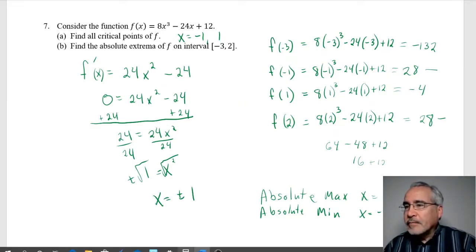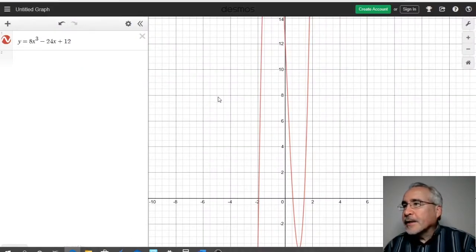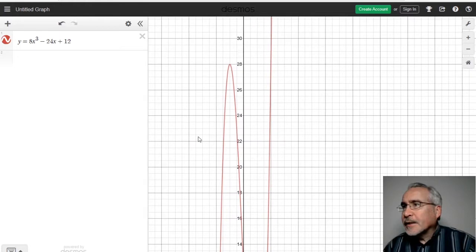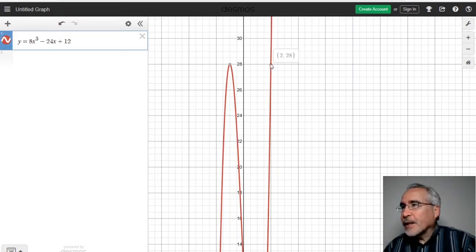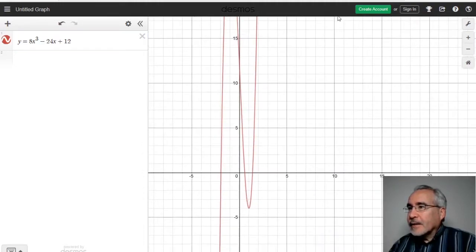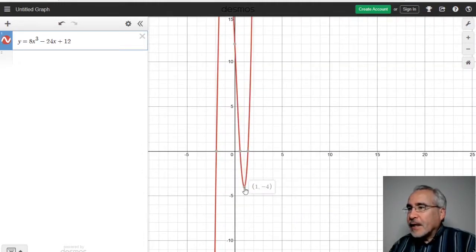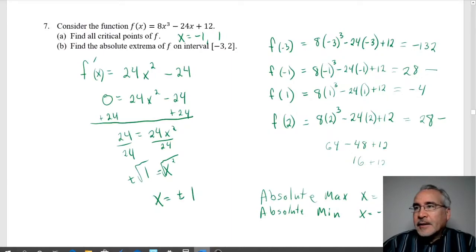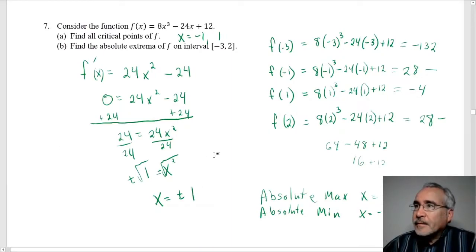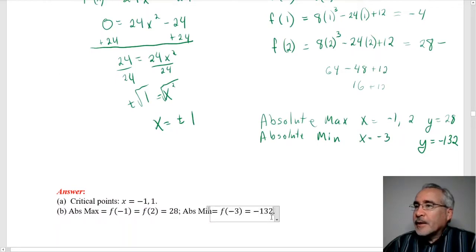Okay, and you could, again, looking at the graph, you've got that one there, and then this one here is 2. See, there we go, 2 and 28. -1 and 28, and then we've got this one at 1 and -4. So those values are all there. At -3, we get -132. We've got absolute maximums at 2 places, but only 1 value. Critical points -1 and 1. Okay.